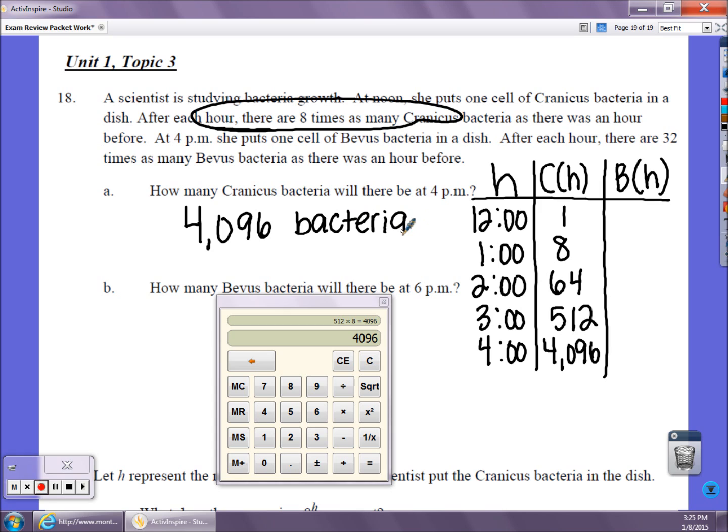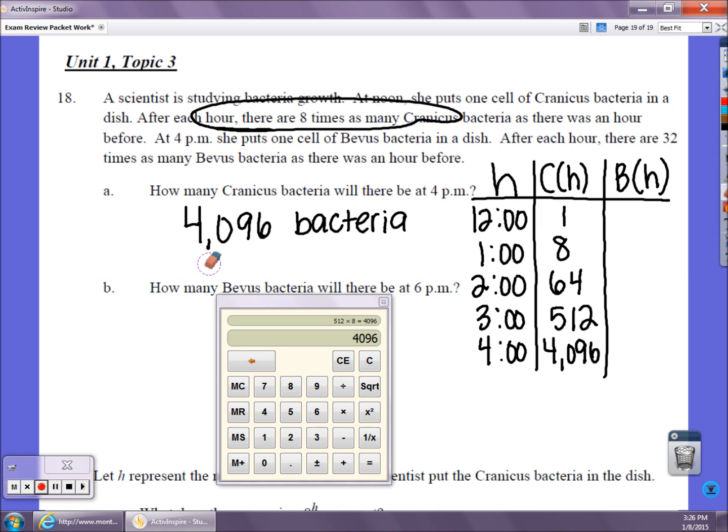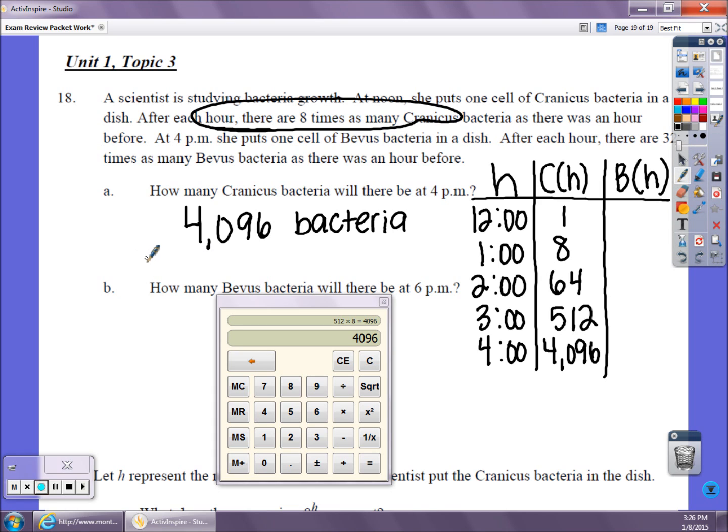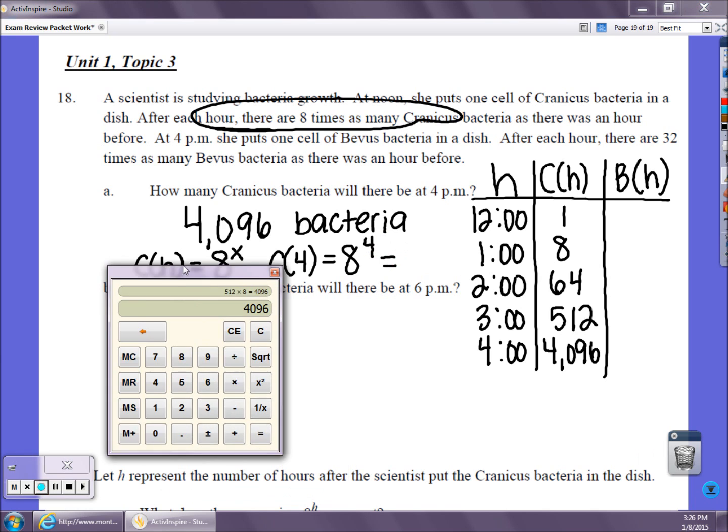I also want to show you how we could have done that with an equation. Just like in the last problem, if we're increasing by a factor of 8, that's going to be y equals 8 to the power of x. Actually, let me rewrite that. I want to use our function notation since we're going to need that a lot later on in our unit packet. We have C of H, so how many Cranicus bacteria after H hours is going to equal 8 to the power of x. Okay. And so in that case, we want to know what C of 4 is after 4 hours, which is 8 to the 4th power, and we should get 4,096 if we did this correctly.